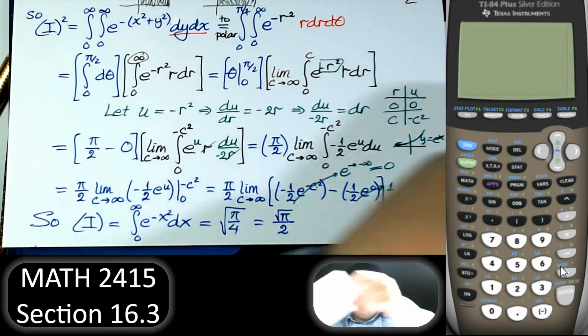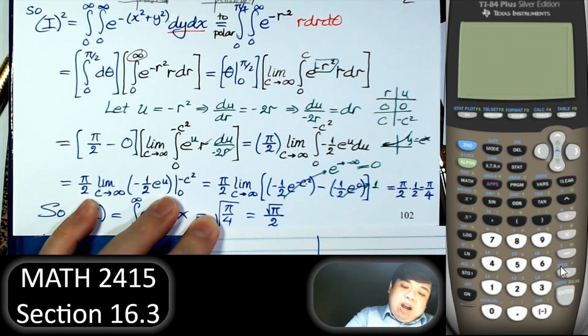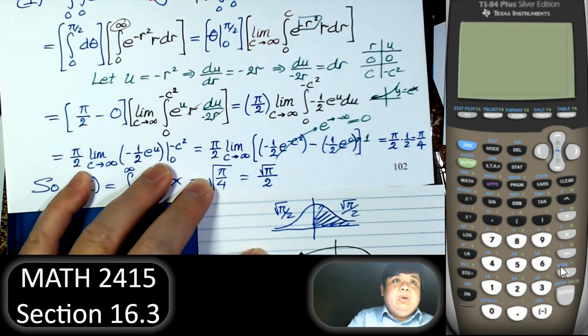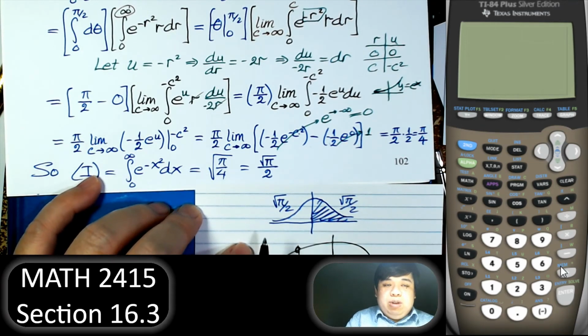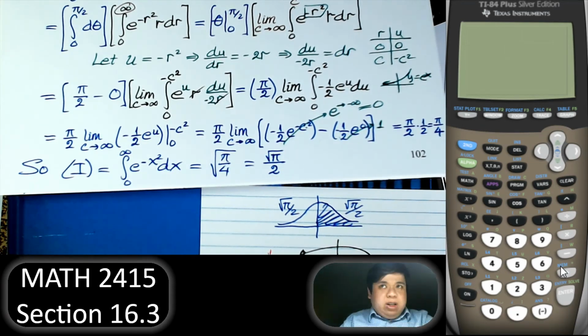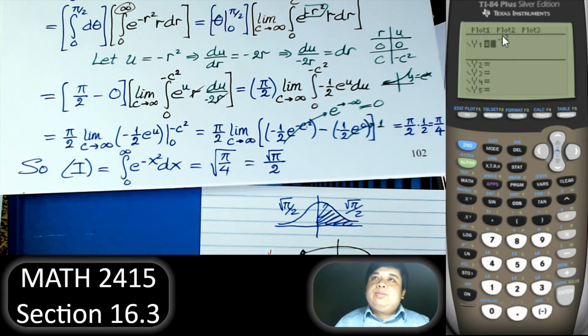Now, another thing about this: you saw the graph, right? It's a bell curve. The right half is square root of pi over 2. The left half is also square root of pi over 2. So if we want the area of the whole thing, it will be the square root of pi, because this is symmetric. Let's look at the graph of e to negative x squared. It's the bell curve, right? Because that is an even function.